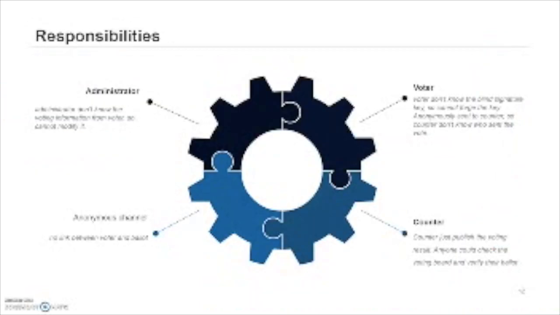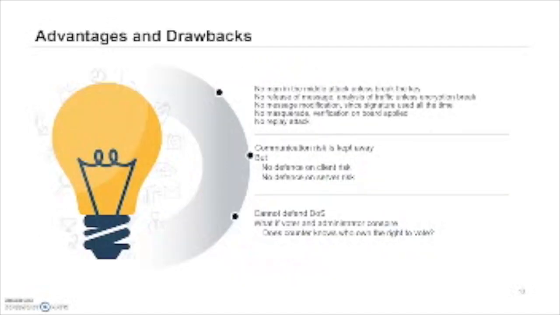2 components are important here. The anonymous channel hides the link between the voter and their ballot, and the board is made public, so everyone could check that their vote has been counted. There are some advantages of this model, like no man-in-the-middle attack unless the key is broken, and no massive modification. However, the model could be affected by DoS attack and has no defense against client risk and server risk.